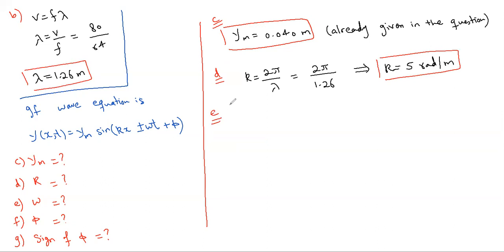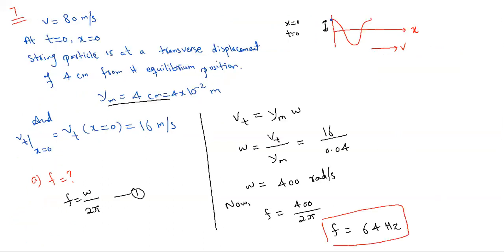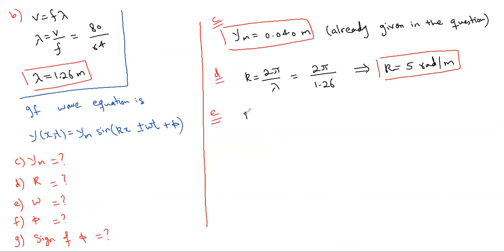Part E. We have to find angular frequency, but we have already calculated omega in part A to find the linear frequency f. So omega was 400 radian per second from part A. Omega equals 400 radian per second.